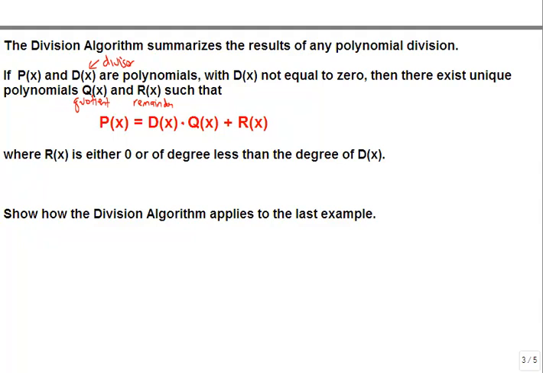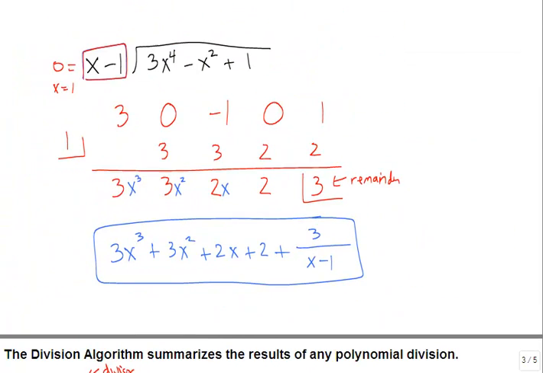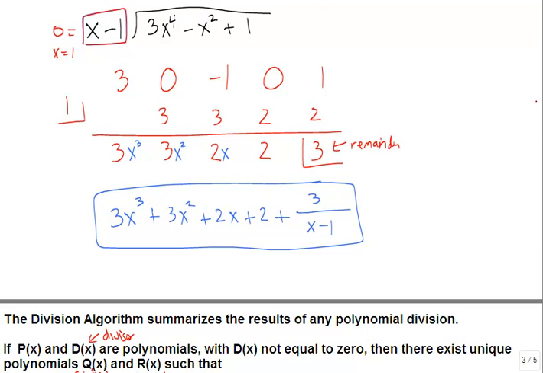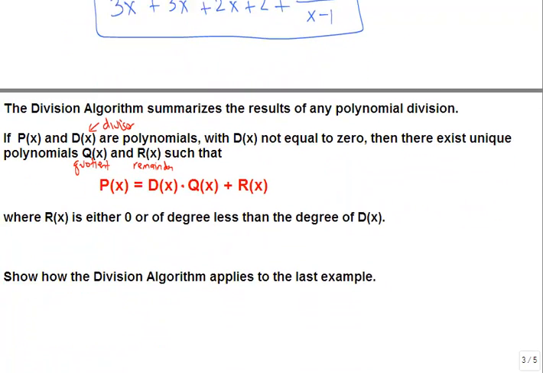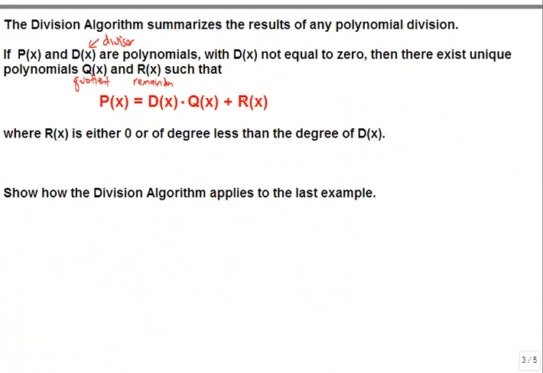So let's take a look at our last example. Remember, our original problem up here was 3x to the 4th minus x squared plus 1 divided by x minus 1, and we got our answer down here. So let's redo that problem, labeling it in terms of all of these labels up here. The original polynomial that we were dividing into was that 3x to the 4th minus x squared plus 1. And what we were dividing by, that divisor, was that x minus 1.